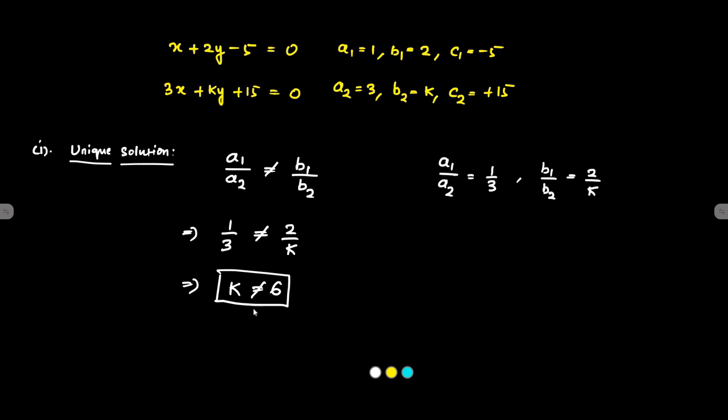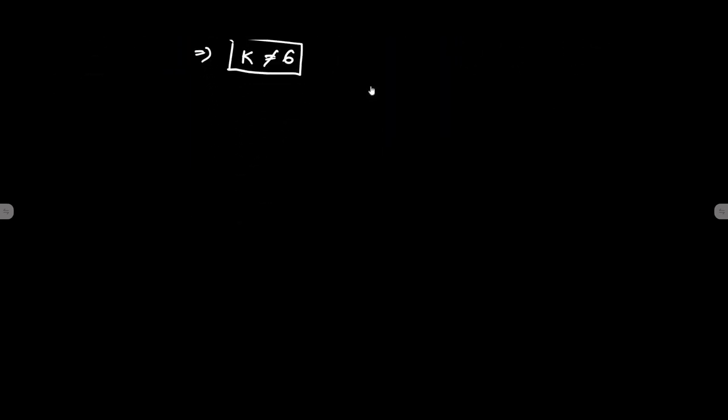So k should not be equal to 6 for a unique solution. What it means is that for all real values of k other than 6, the above system of equations will have a unique solution. Okay, this is the conclusion. Then we have the second case, which is no solution.